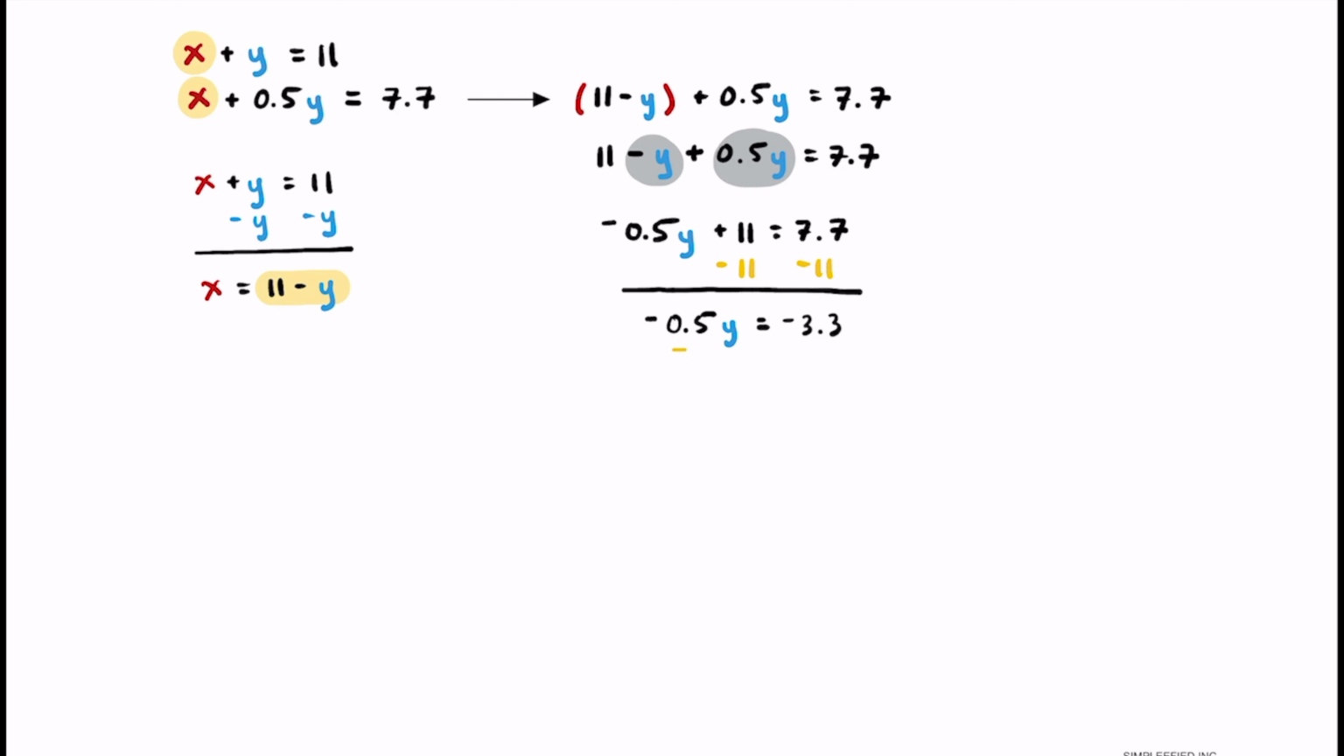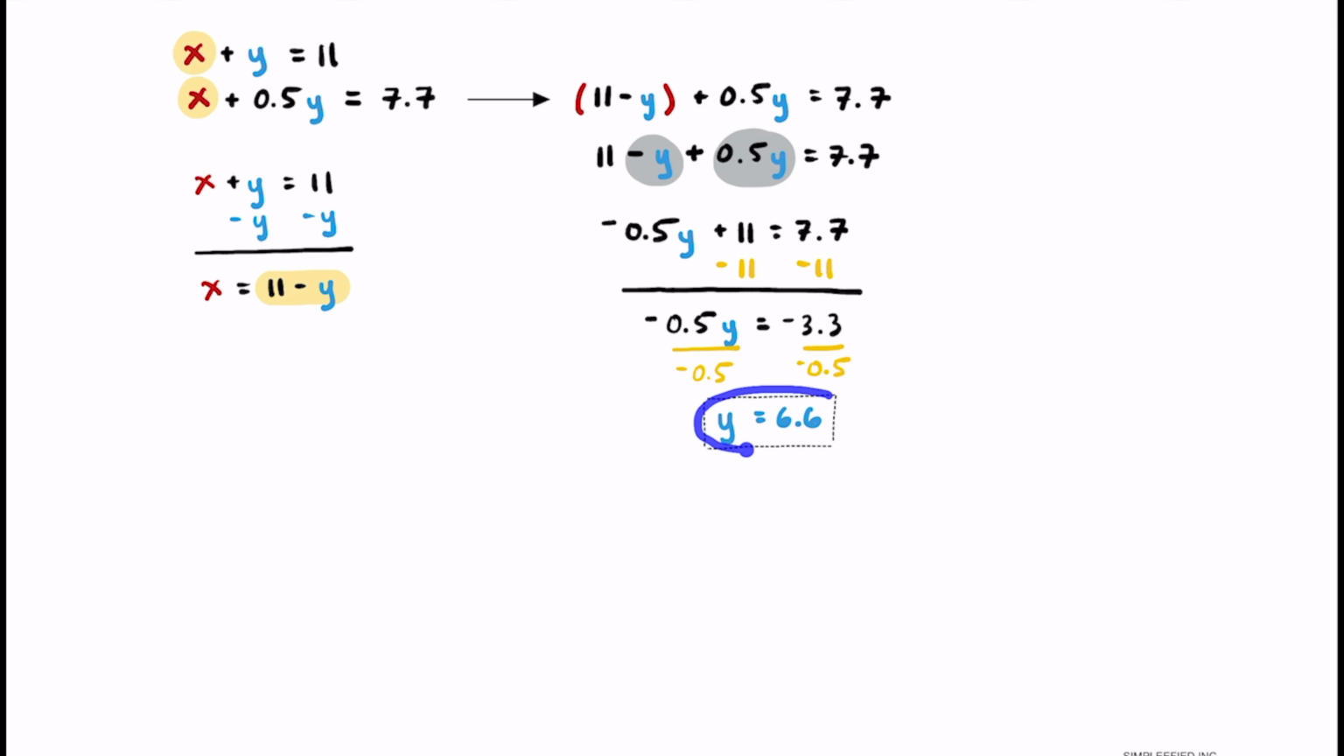One more step for solving for y here. Let's go ahead and divide both sides by negative 0.5. That way we can get y completely isolated. A negative divided by negative will be positive on the right side. So we can say that y is equal to, and if you divide by half, you really just multiply by 2. So this should equal 6.6. So that should be the value of y.